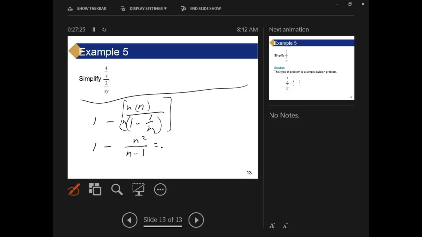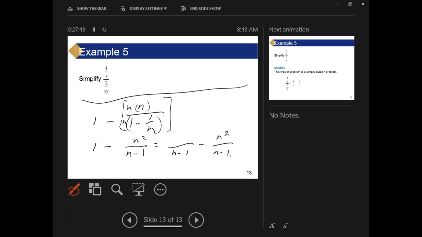N minus 1. Okay? So you need the first term to be over n minus 1. The second term's already over n minus 1. So that's already an n squared over n minus 1. That's already in fine form.